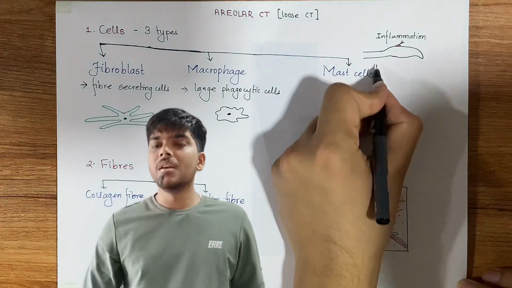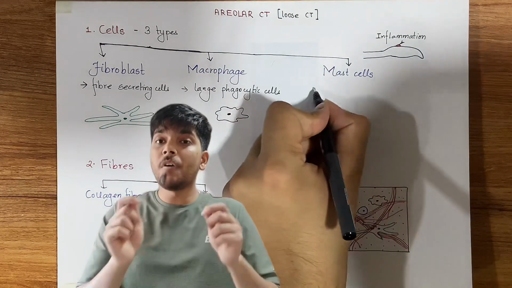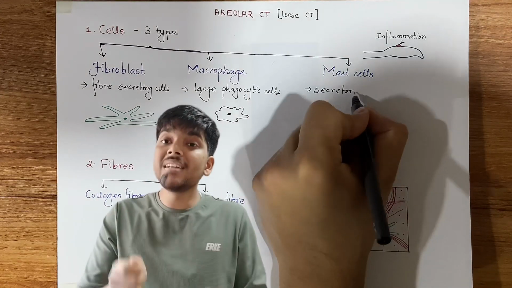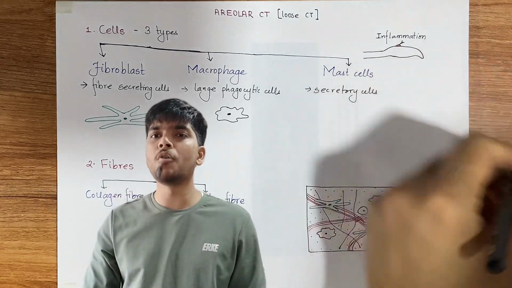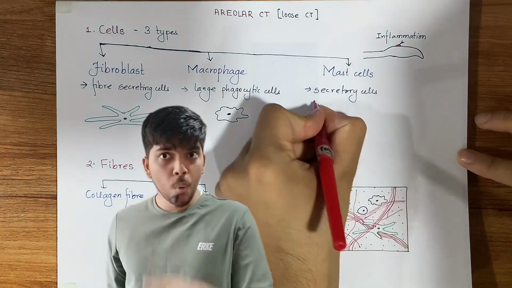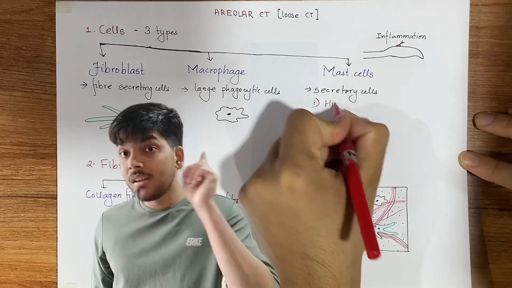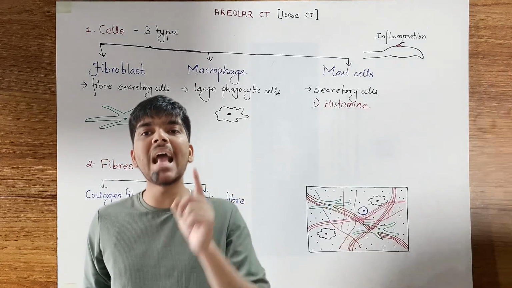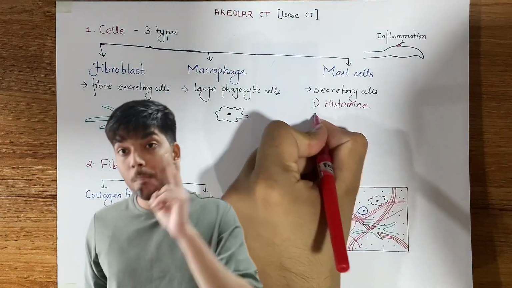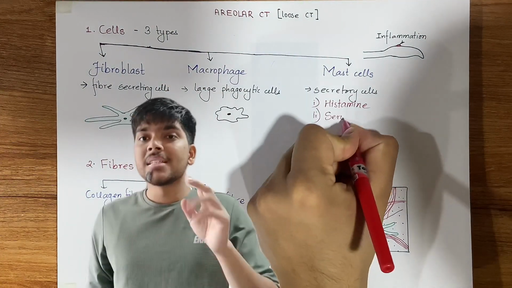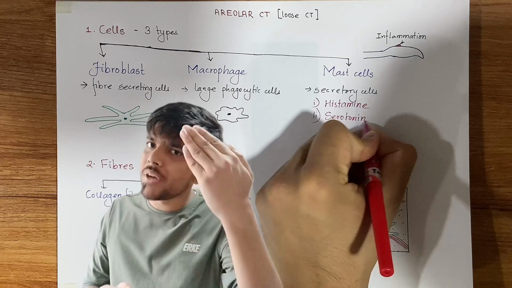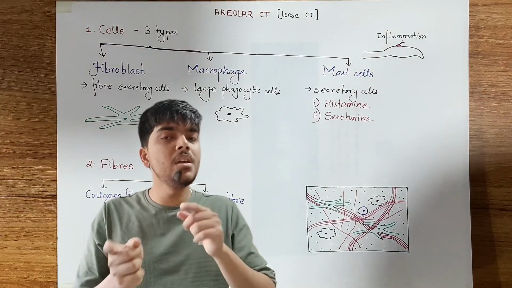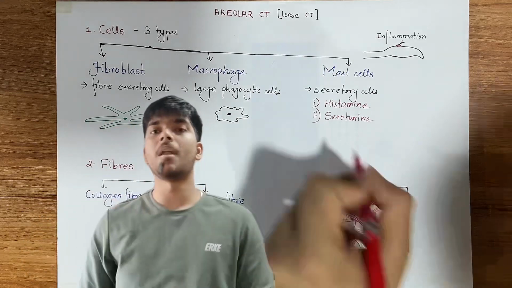Number three is your mast cells, whose function is similar to that of basophils. Mast cells are the secretory cells found in areolar connective tissue. What do they secrete? They secrete number one, histamine. Histamine shows inflammation during allergic reaction. Number two, serotonin. Serotonin is antagonistic to histamine. That is, if histamine promotes inflammation, serotonin, on the other hand, inhibits inflammation.